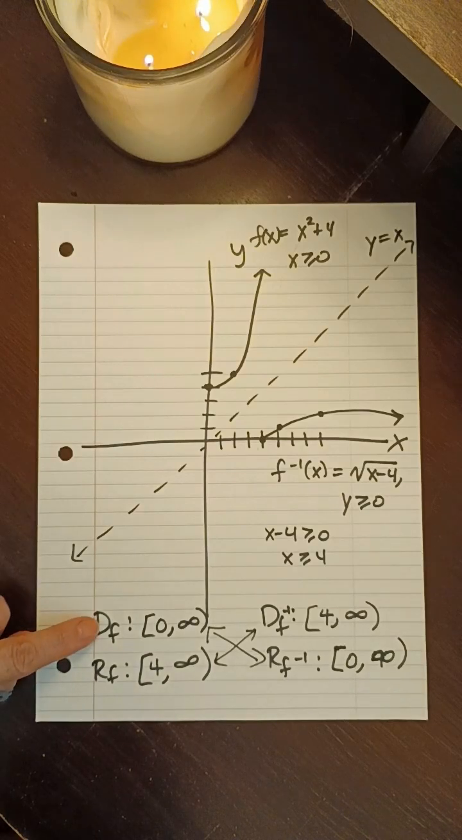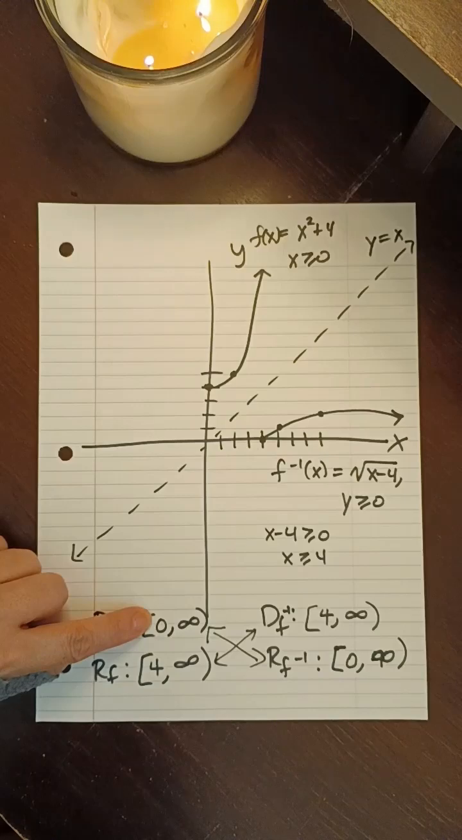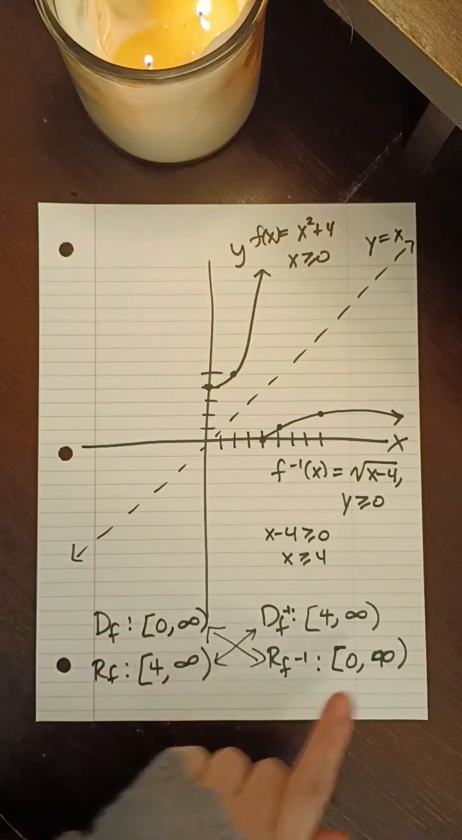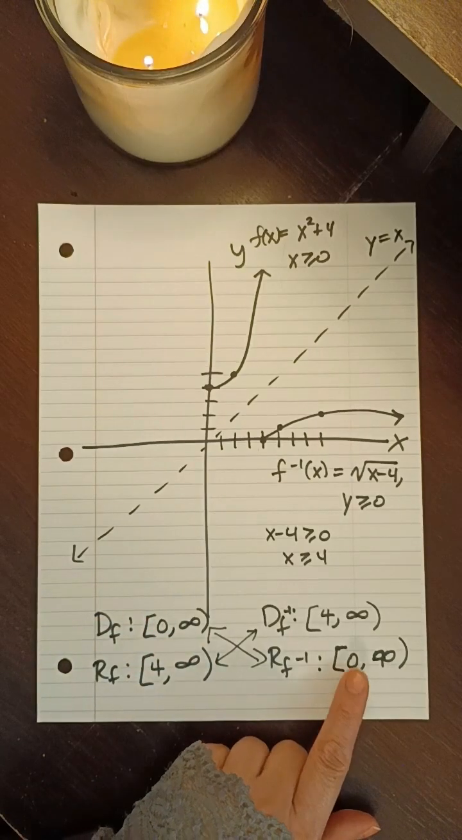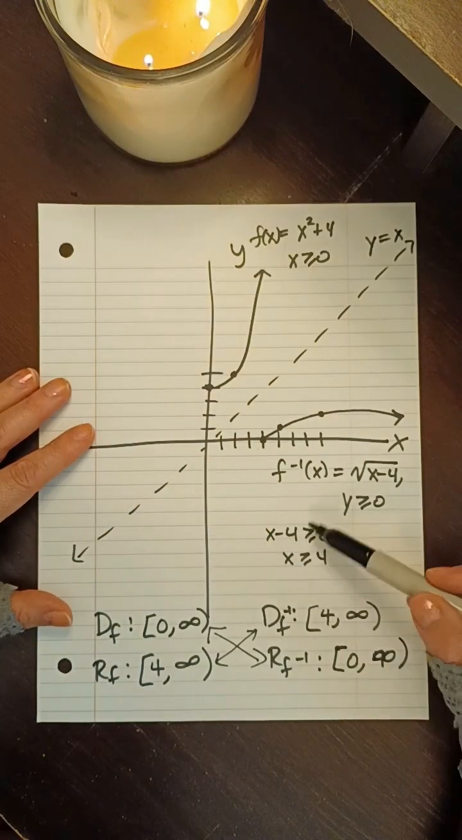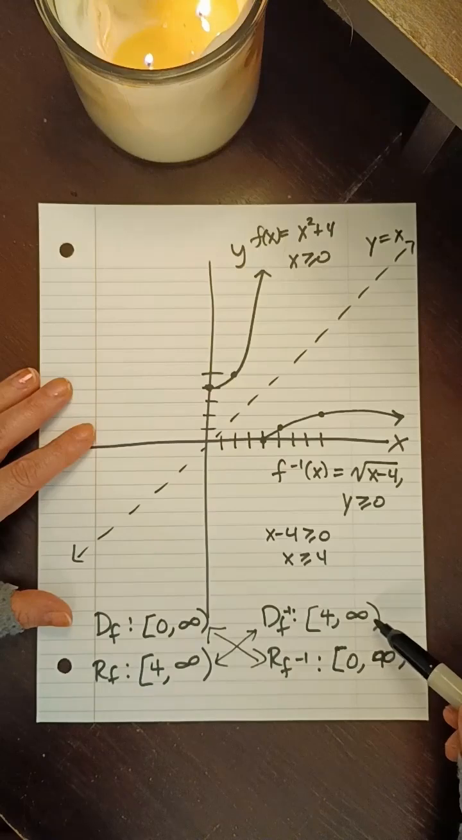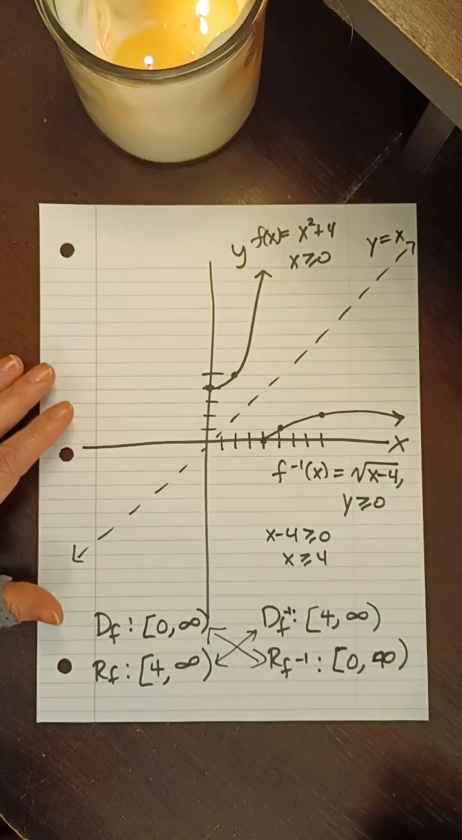And so yeah, if you had the domain, just look at the domain of f, well, that's given. And then we could just copy that here. The domain of f inverse, well, we just set the inside greater than or equal to 0, so we get this, and then just copy that here.